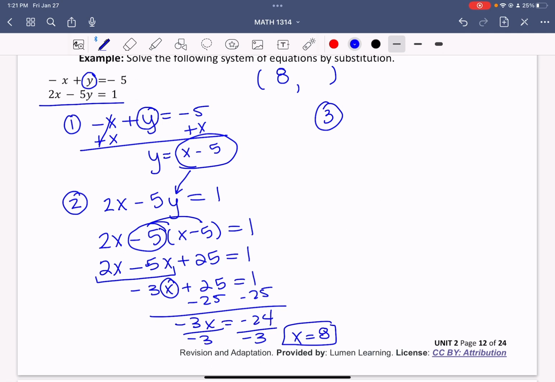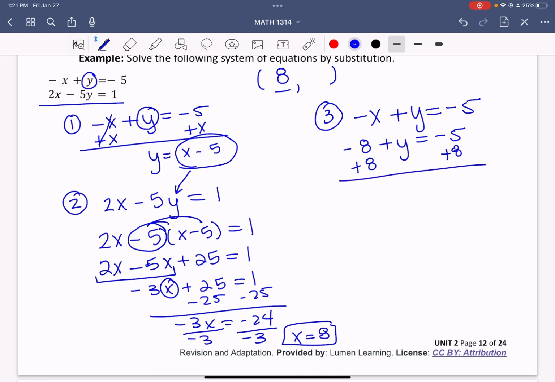I'm on to step number 3. Plug back into either equation and solve for the variable. So it doesn't matter where I plug it back into. I'm just going to go back up to this top one, negative x plus y equal to negative 5. I now know an x value, so I'm saying negative 8 plus y equals negative 5, and I'm going to add that 8 over. Again, it doesn't matter which one I'm plugging into because it's going to work for both. That's my goal. And I'm able to get y to be 3.